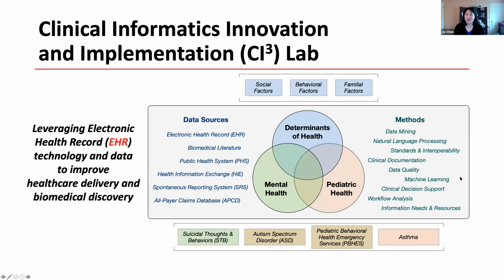I'll try to get through this part quickly, but now getting into the highlights. So a little more of what my lab does. I'm calling it the CI3 lab. And so really we focus on EHR. That's where most of my research has been for most of my career since I was in grad school. I've been working with electronic health record data.